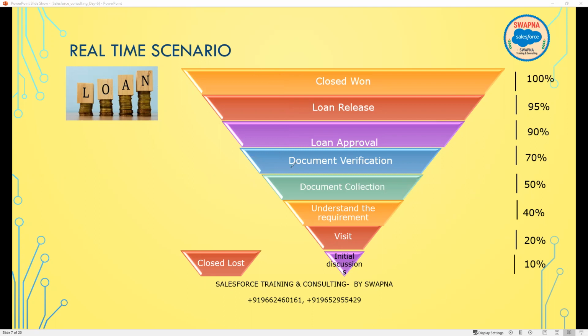In case the person moves to closed lost, here it is already 70%. From the 70%, the person may go to closed lost. Whenever the person goes to closed lost, then it is 0%. Now, why do we need this percentage? This is also called a probability.